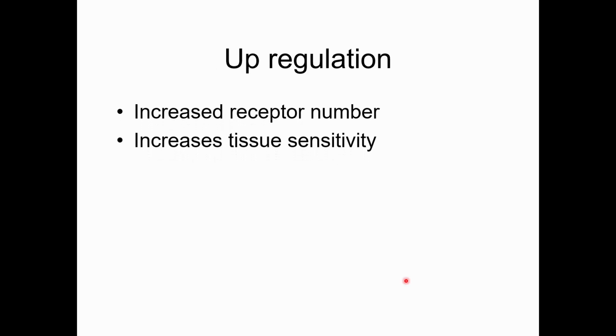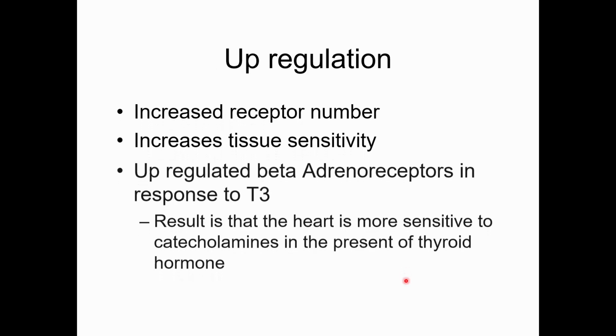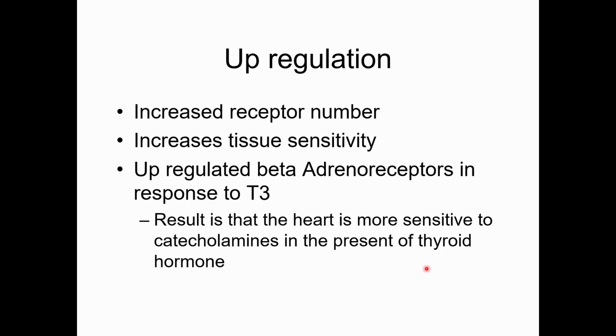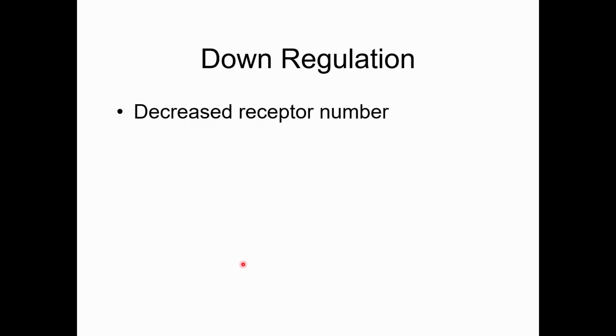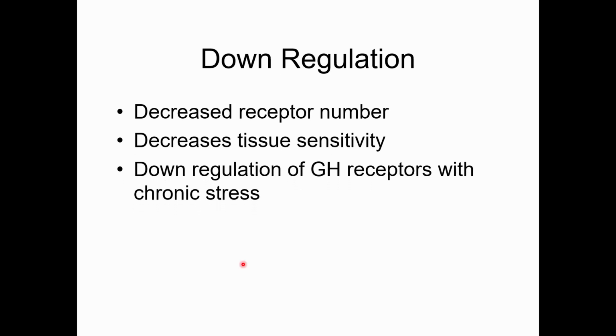So if we increase the receptor number, we increase tissue sensitivity. So if we upregulate beta adrenoreceptors in response to thyroid hormone, the heart is more sensitive to catecholamines in the presence of thyroid hormone. So you could increase thyroid hormone and get an increase in heart rate without increasing epinephrine. Likewise, with downregulation, we're decreasing the receptor number, we're decreasing tissue sensitivity, and if someone is chronically stressed, they could decrease their growth hormone receptors.